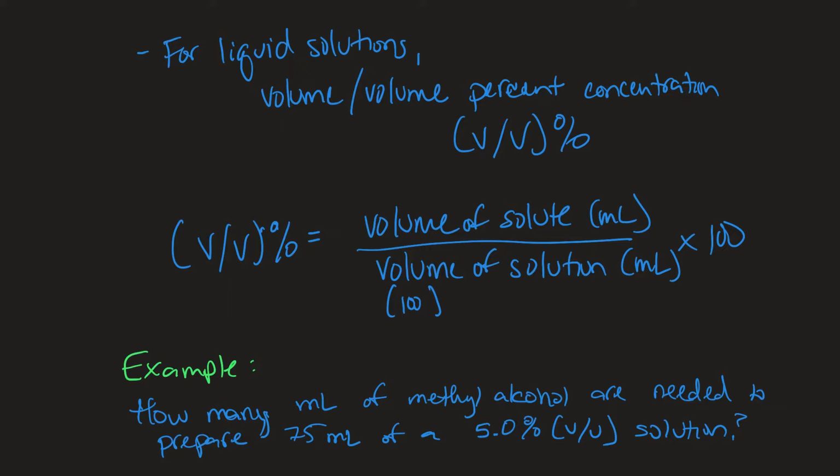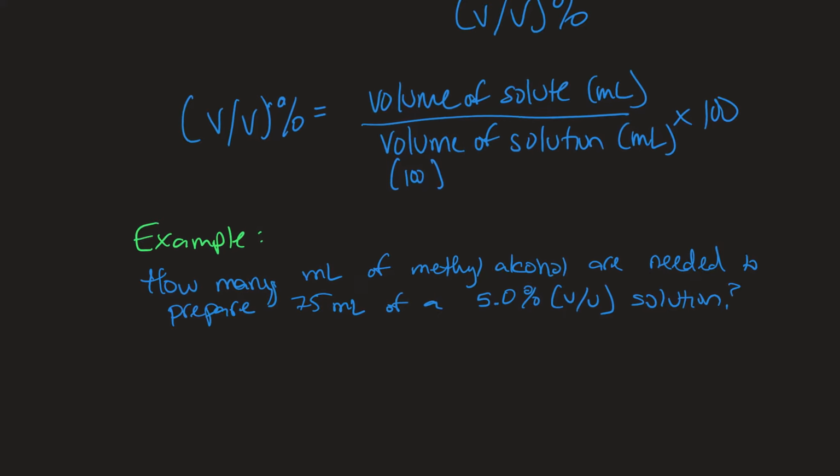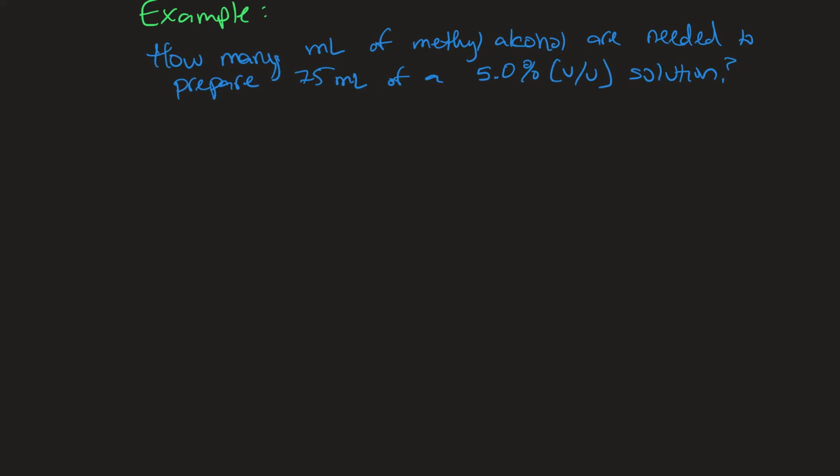All right, so let's look at an example. The example below asks: how many milliliters of methyl alcohol are needed to prepare 75 mL of a 5.0% volume percent concentration solution? Let's dissect this and see what we have. We have some amount of solution, and that is 75 mL. And then I tell you that we have a 5.0% volume concentration.